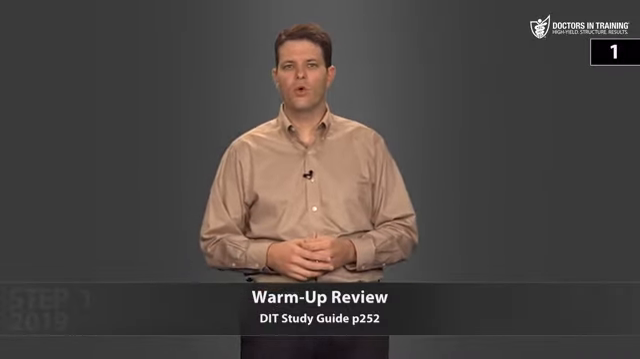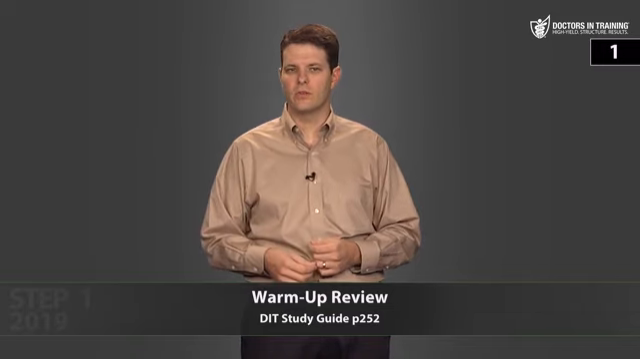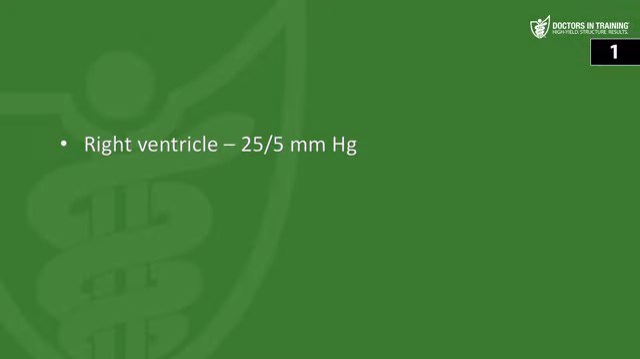This is the warm-up for Rheum and Derm 8. First question, what are the normal blood pressures in the right and left ventricles? So in the right ventricle, it's about 25/5. In the left ventricle, it's about 130/10.